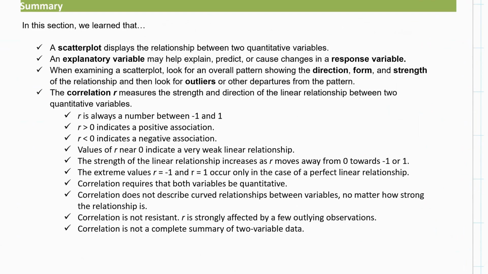Direction is either positive or negative. Form is linear or curved. Strength ranges from strong to moderately strong to weak. We have a quantitative measurement called correlation, which helps describe the strength of linear relationships. And we have all of these attributes for the R value. And that concludes our lecture for section 3.1.